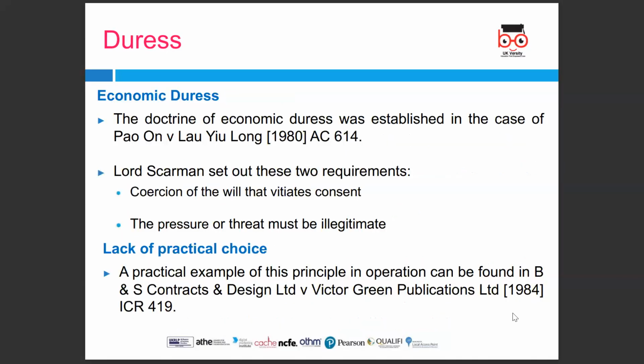Economic duress. The doctrine of economic duress was established in the case of Pao On and Lau Yiu Long, 1980. In this case, Lord Scarman set out two requirements: coercion of the will that vitiates the consent, and the pressure or threat must be illegitimate. Economic duress refers to a threat to an individual's financial interests.